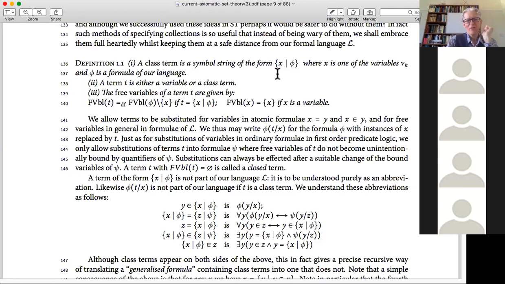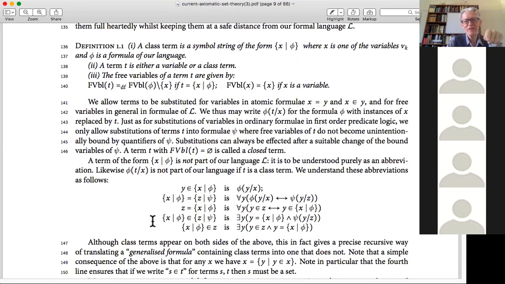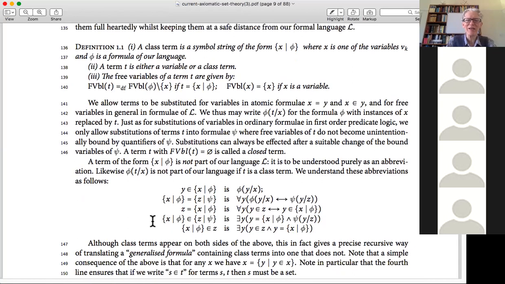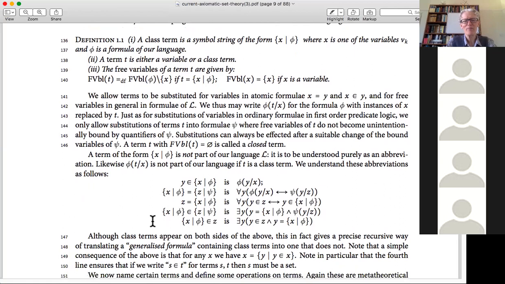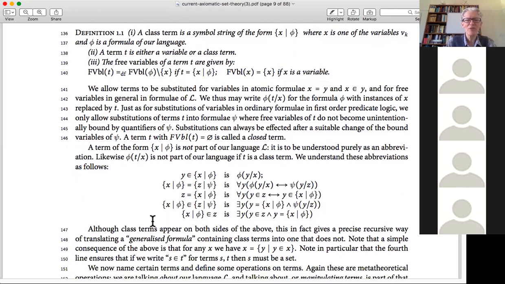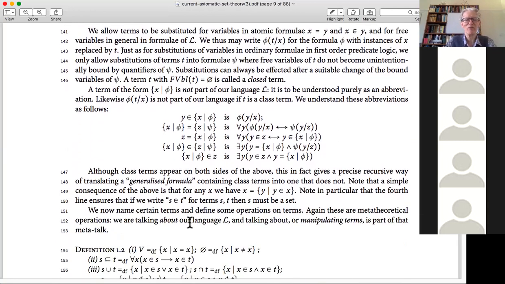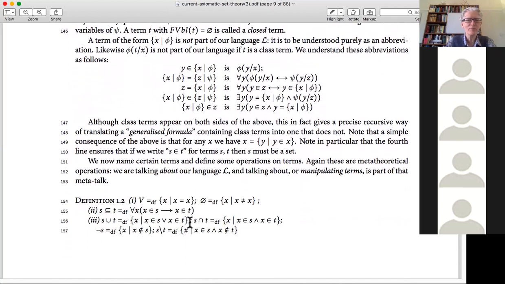And we don't have to use these. They're entirely eliminable. And the process of eliminating them is given by these clauses down here. So if I were to come across a term in a formula that I've written out, I can always get rid of it by using this kind of explanatory recursion that's down here. So I'll talk about generalized formulae, and these will be ones which have terms in.